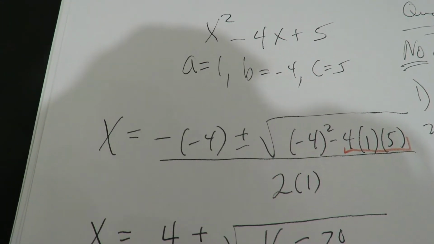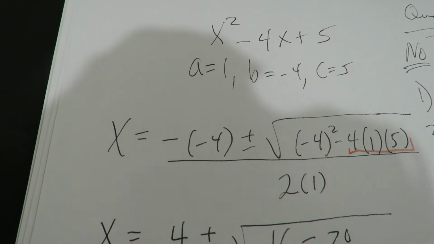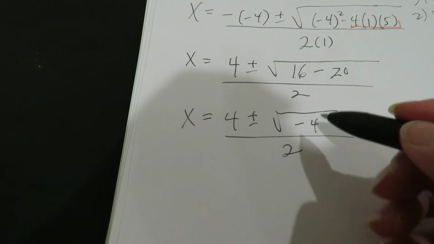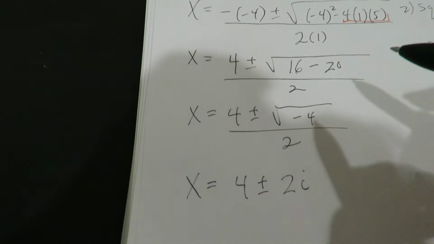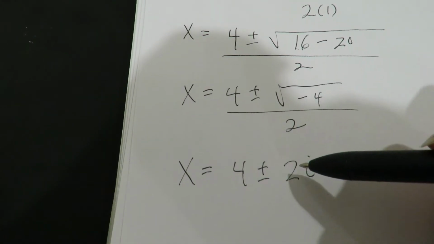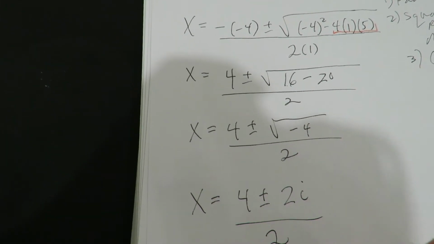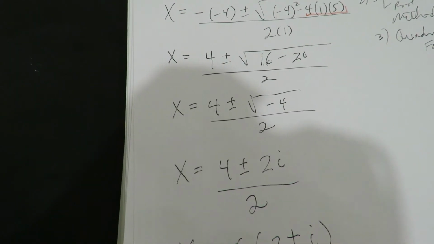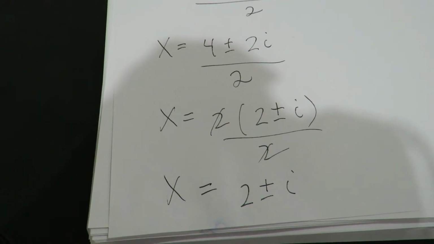And again, you just got to stay on the radical for a while. Now this is going to end up being complex. The negative under the radical comes out as an i. The square root of 4 is 2. You got to make sure you reduce this. So you're going to factor out a 2 and reduce it with the bottom.